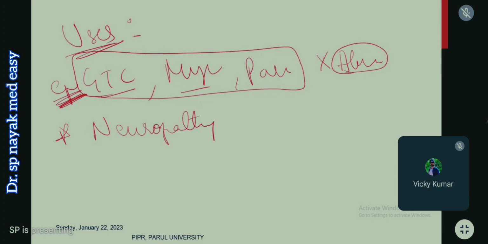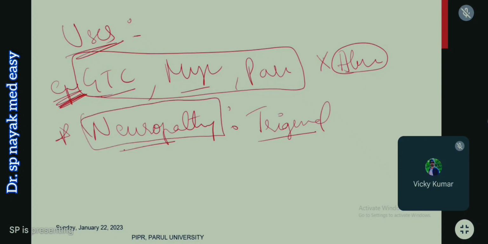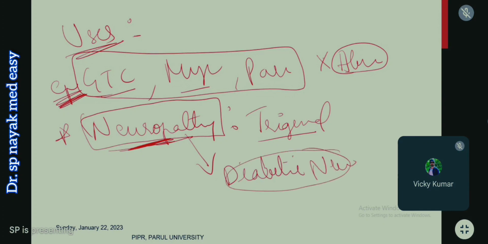In which kind of neuropathy? In yesterday's class, I explained trigeminal neuralgia. It is used in trigeminal neuralgia, same like phenytoin. And everyone listen carefully, Nayak Sir was saying it is used in neuropathy, but it is strictly contraindicated in diabetic neuropathy, because in diabetic neuropathy it has no role. It is not suggested in diabetic neuropathy, but it can be given in trigeminal neuralgia and in other neuropathies apart from diabetic neuropathy.